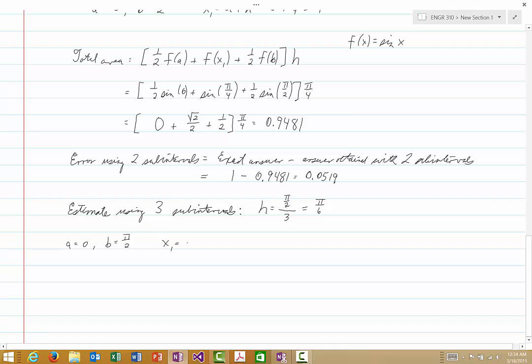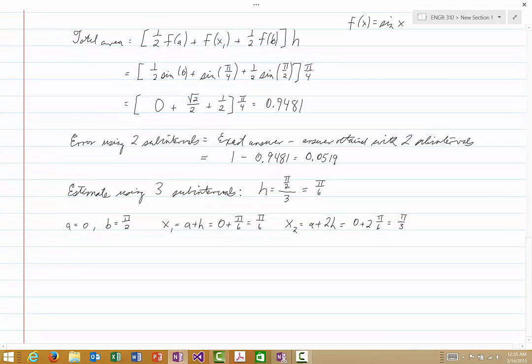And now x1 is equal to A plus H, which is 0 plus pi over 6, which is of course pi over 6. And x2 is equal to A plus 2H, which is 0 plus 2 times pi over 6, which is pi over 3. And there's no x3 because that would be A plus 3H, which would give us 3 pi over 6 or pi over 2, but that's the same as the value for B, and so we keep that name as B. We don't call it x3. So x1 is the boundary between subinterval 1 and subinterval 2, and x2 is the boundary between subinterval 2 and subinterval 3.